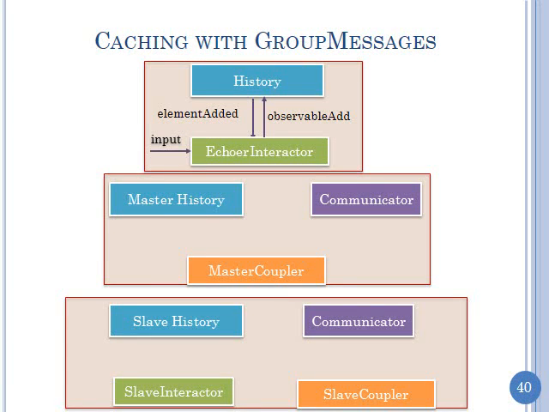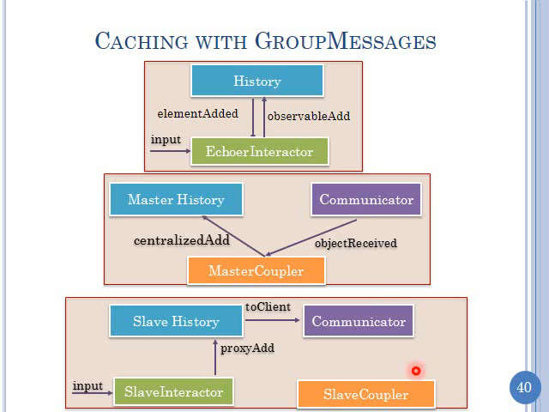And let's just see what happens. So input arrives. Normally you would go and do element added to history. What are you going to do now? Proxy add. Right? To client, received by the master. Centralized add, it does some kind of add that just changes its state. Sends the data to others. Received by the slave. And what's it going to do?